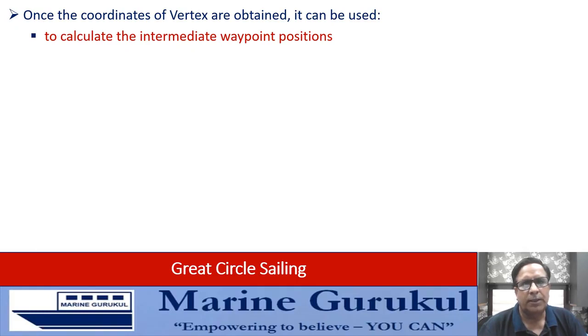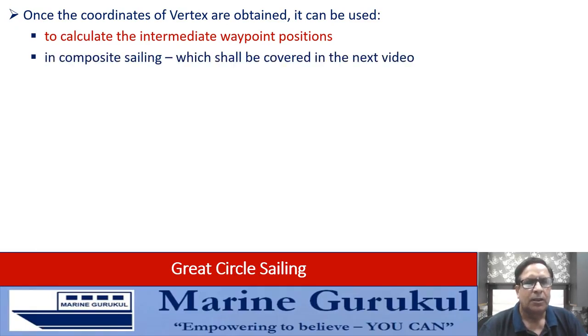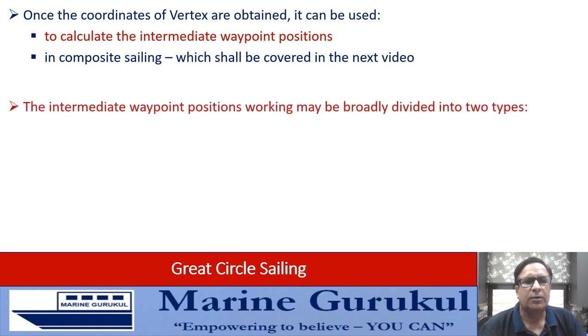So by doing so, you approximate the GC track to the extent possible, and at the same time meet the requirement of the vessel to be sailing along stretches of rhumb line. Another application of the vertex could be in composite sailing, which shall be covered in the next video. Now, when it comes to calculating or obtaining the intermediate waypoint positions, there can be two ways of approaching it depending on the suitability of the track.